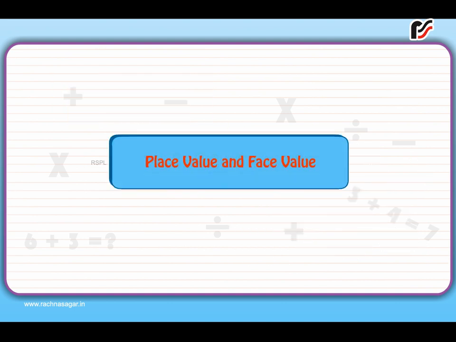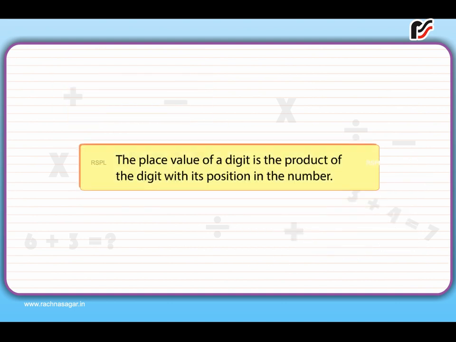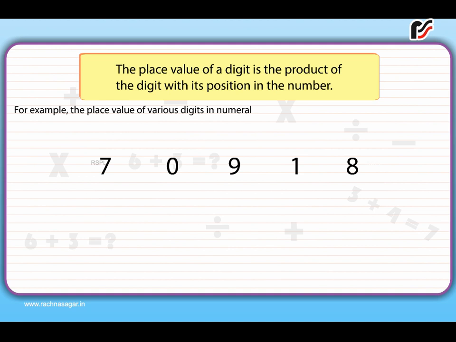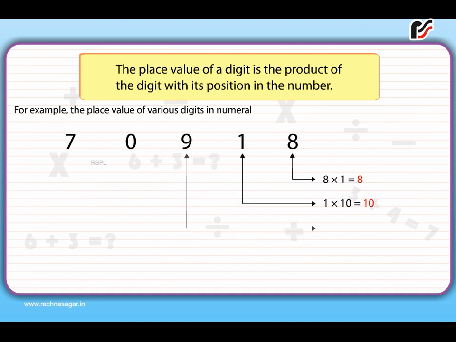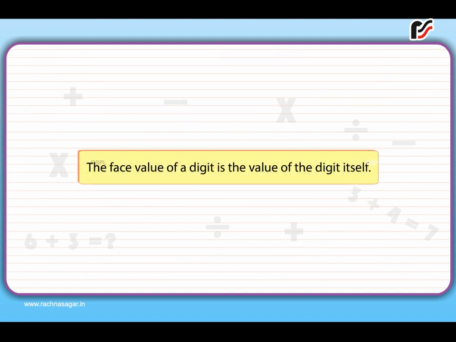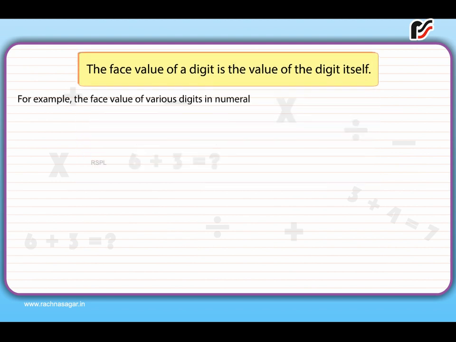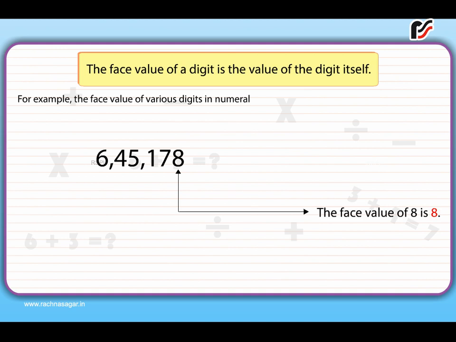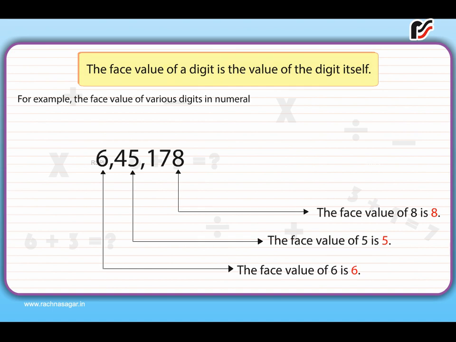Place value and face value. The place value of a digit is the product of the digit with its position in the number. For example, the place value of various digits in numeral 70,918 is 8, 10, 900, 0, 70,000. The face value of a digit is the value of the digit itself. For example, the face value of various digits in numeral 6,45,178 is, the face value of 8 is 8, the face value of 5 is 5, the face value of 6 is 6.